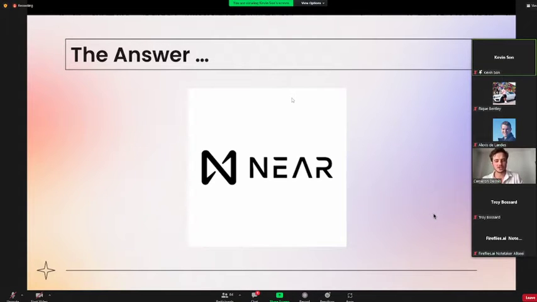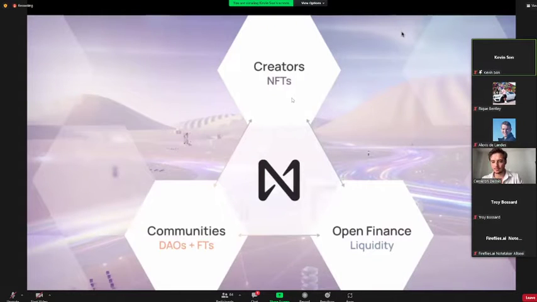And if you don't mind just clicking next slide, we can get into what we're actually focusing on. It's really about the creators, the communities, and finance. So for creators, how do we actually empower people to own the assets they create and sell them, to pretty much have new revenue streams to monetize?